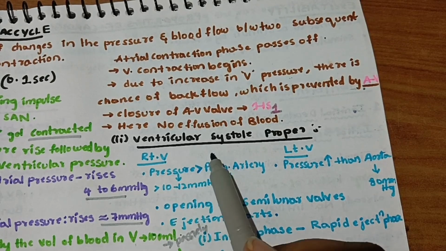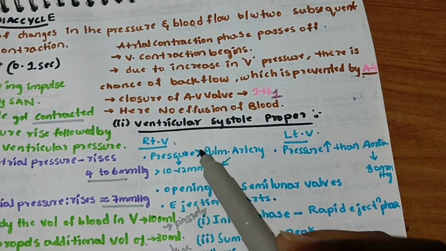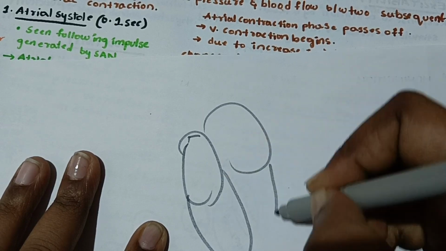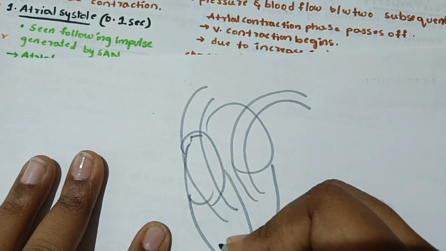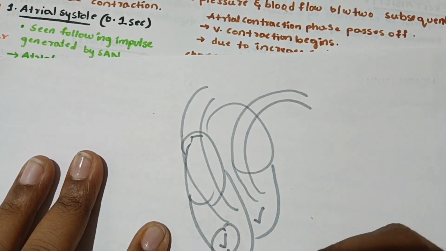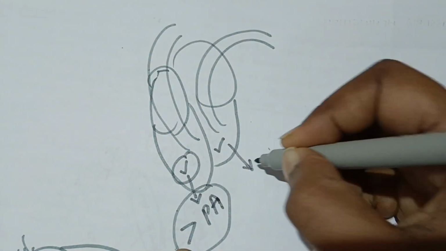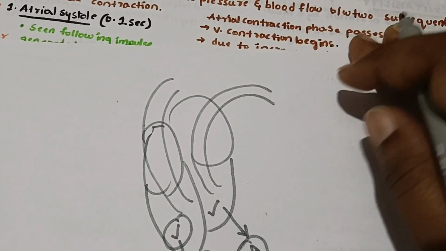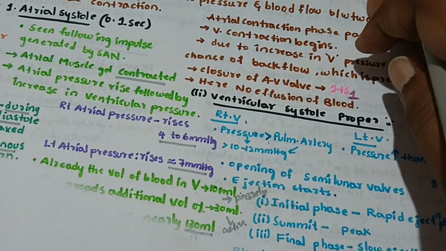Now ventricular systole proper. In the right ventricle and the left ventricle, the pressure is increased. Here are the atria, this is the pulmonary artery and this is the aorta. The right ventricular pressure is more than the pulmonary artery, whereas left ventricular pressure is greater than the aorta. So there is a chance of blood flowing into these vessels from the ventricles.